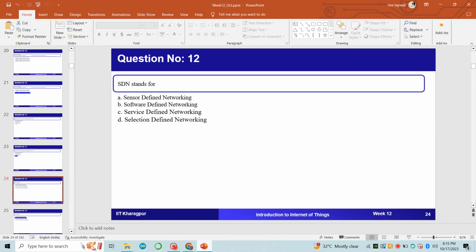Next question is, SDN stands for: sensor defined networking, software defined networking, service defined networking, or selection defined networking. Option B. Right, it's software defined networking. Option B is correct.